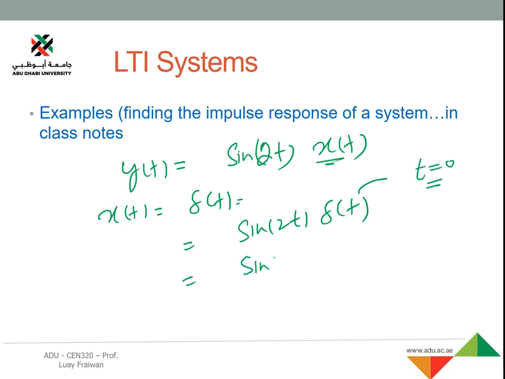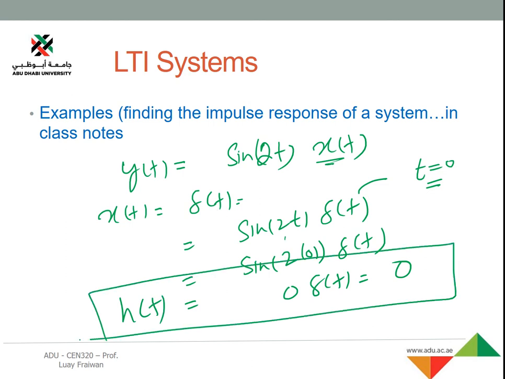So we will get the function value at the impulse location, which is sine of 0 times delta of t. We know that sine of 0 is 0, and 0 multiplied by the impulse is 0. So that is the impulse response of this system. If the input is an impulse, then the impulse response of this system is 0. We will solve a couple more examples during the live session.